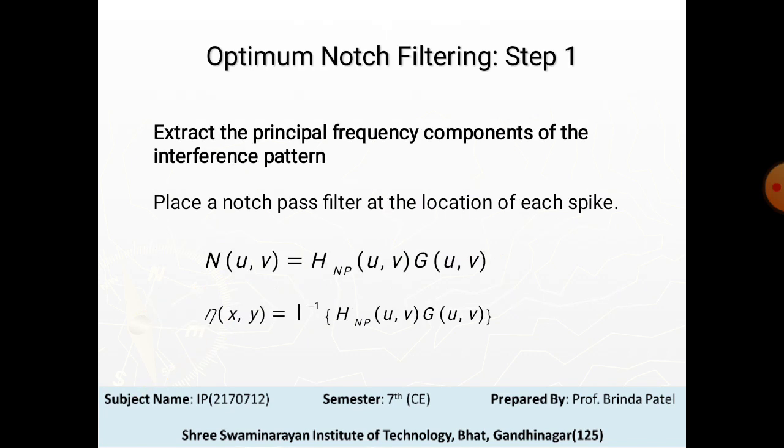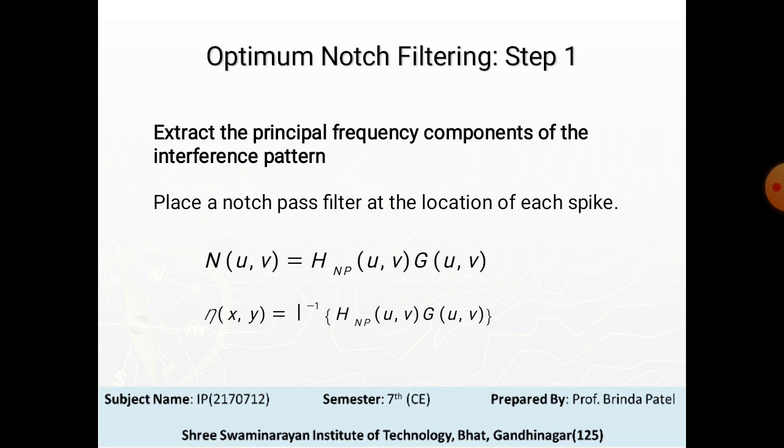So the first step is to extract the principal frequency components of the interference pattern. So this can be done by placing a notch pass filter H_NP of uv at the location of each spike. So here we place a notch filter at the location of each spike, so N of uv is equal to H_NP of uv times G of uv, where G of uv denotes the Fourier transform of the corrupted image.